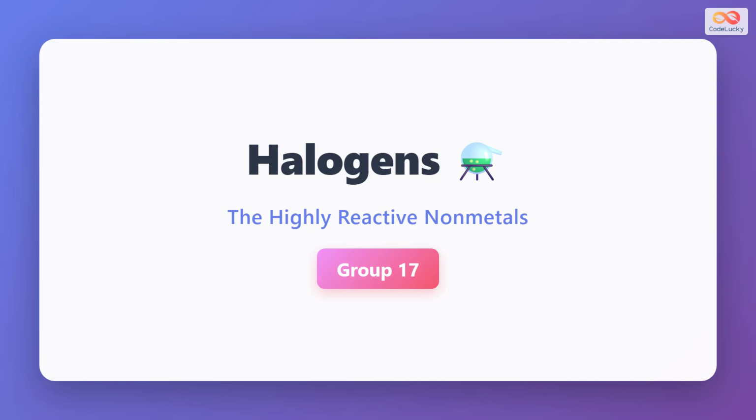Welcome to our exploration of the halogens, one of the most fascinating groups in the periodic table. The halogens occupy group 17 and are known as highly reactive nonmetals. These elements play crucial roles in chemistry, biology, and everyday life. The name halogen comes from Greek words meaning salt former, because these elements readily form salts when they react with metals.